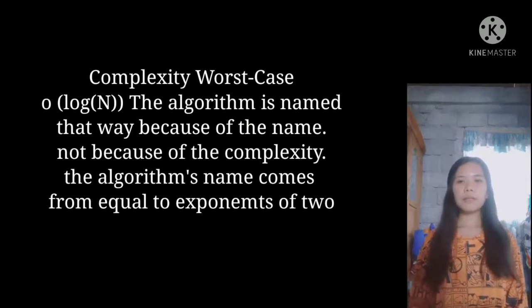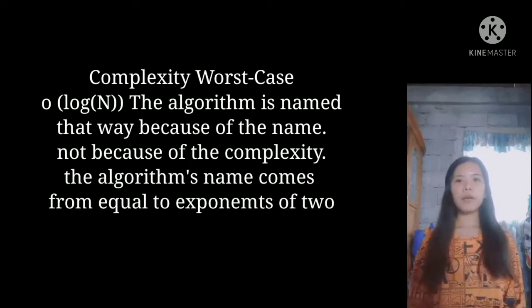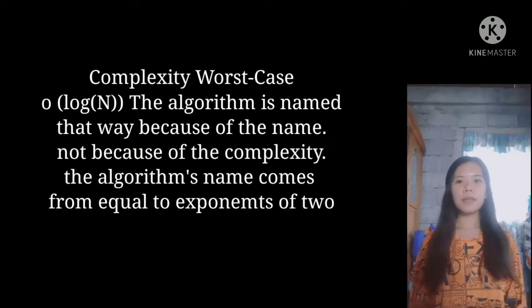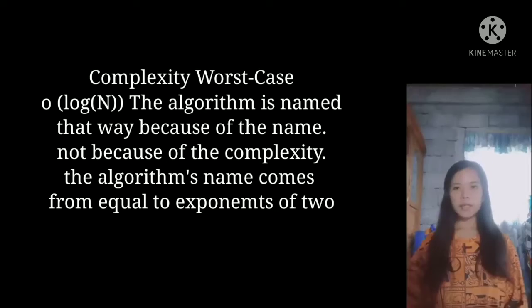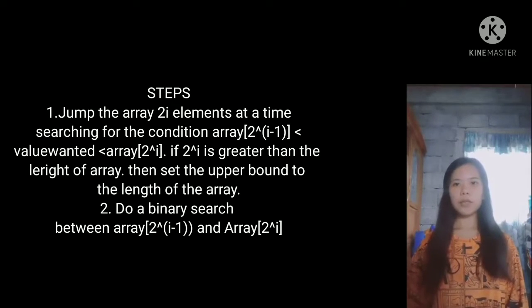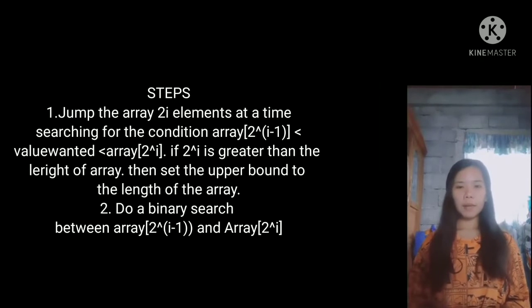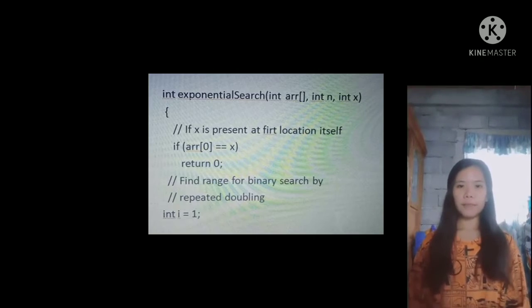The algorithm is named that way because of the name, not because of complexity. The algorithm's name comes from the fact that it jumps elements with a step equal to an exponent of 2. Step 1: jump the array elements at a time, searching for the condition. Step 2: do a binary search between the array. And this is the example in C++.